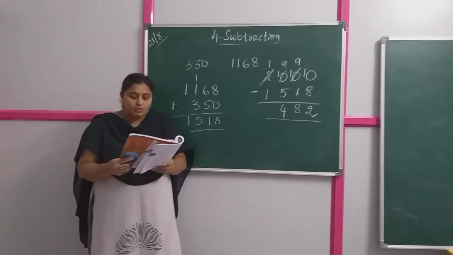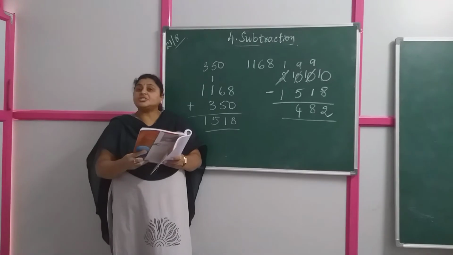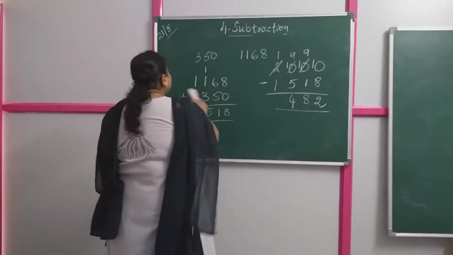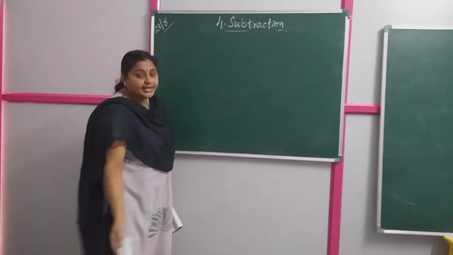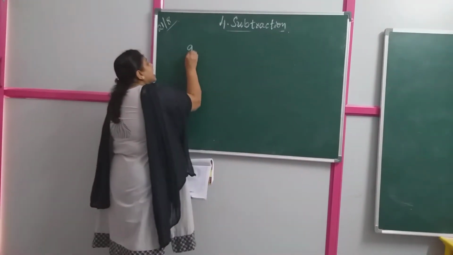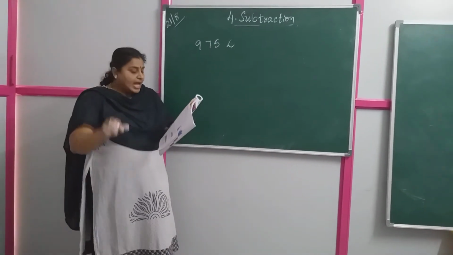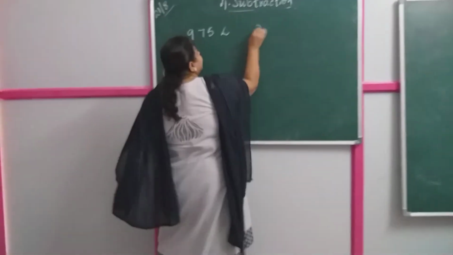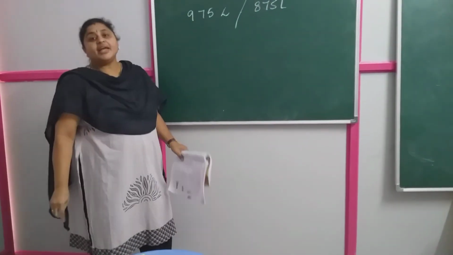Next, see your second problem. For painting a school building, Tom first bought 975 liters. So they want to paint a school building, children. Now, they need paint, am I right? To paint the school building. So Tom first, how many liters did he buy? 975 liters he bought first. And then again he bought 875 liters.